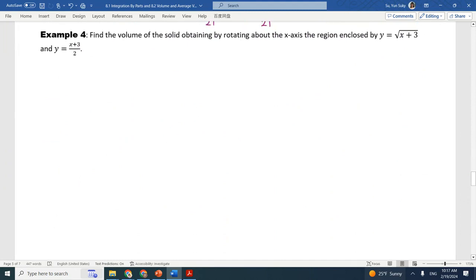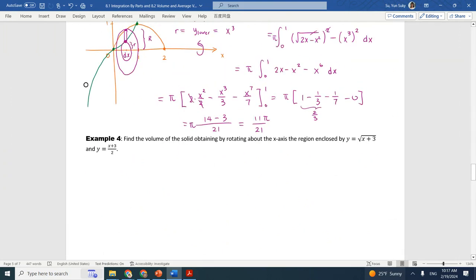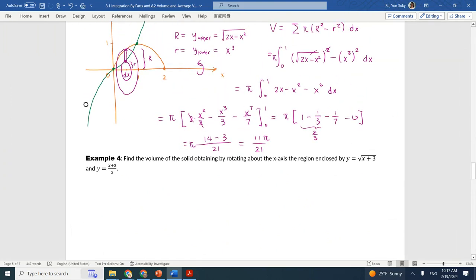All right. Let's see. Find the volume of the solid obtained by rotating about the x-axis the region enclosed by these two graphs. Okay, now it's your turn. Everybody draw the picture, plus some integer points. What is the smallest x it could be?